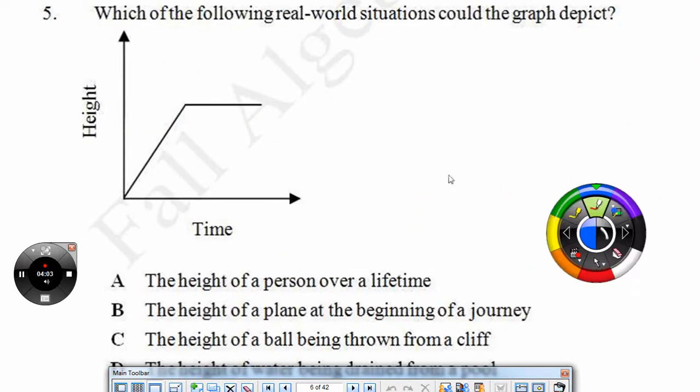Which one of these would be the right answer? I would say probably the height of a plane. You figure in the beginning it's going up, it's raising its height, and then it gets to its cruising altitude, so it'd probably stay like this. You can debate these other ones. The height of a person over a lifetime, you could say they're growing in the beginning of their lifetime, and then they reach their height. So you could probably make an argument for A or B on that one. The other ones don't make much sense.